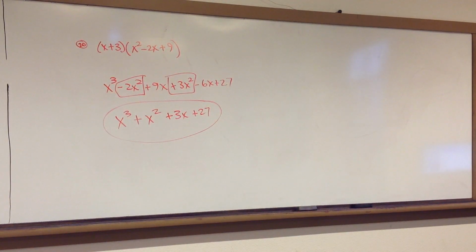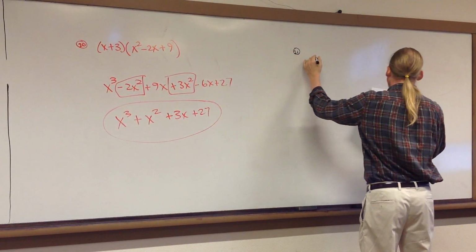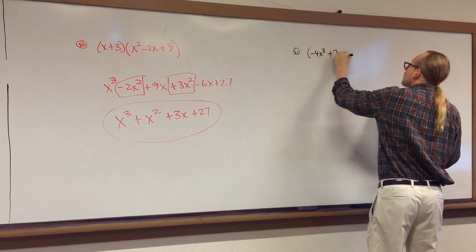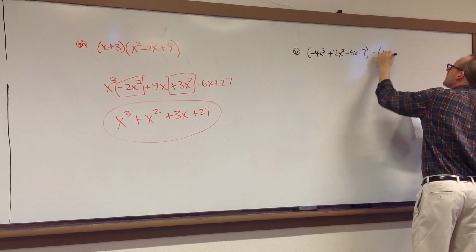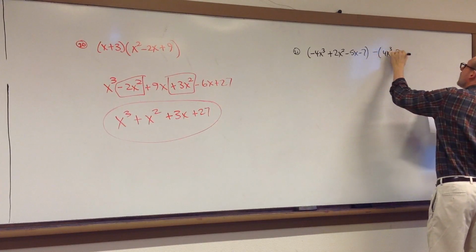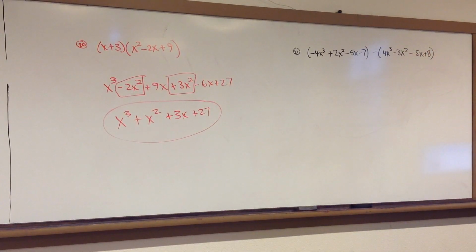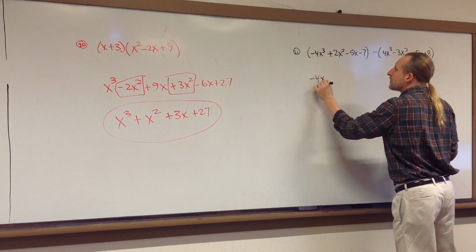Okay, let's see here. Problem 21. So this is mostly about combining like terms in problem 21, but we will have to distribute that negative. So we start out negative 4x cubed plus 2x squared minus 5x minus 7. And then we want to subtract 4x cubed minus 3x squared minus 5x plus 8. So let's see here. These parentheses we can just take off because there's a plus in front of this parentheses.